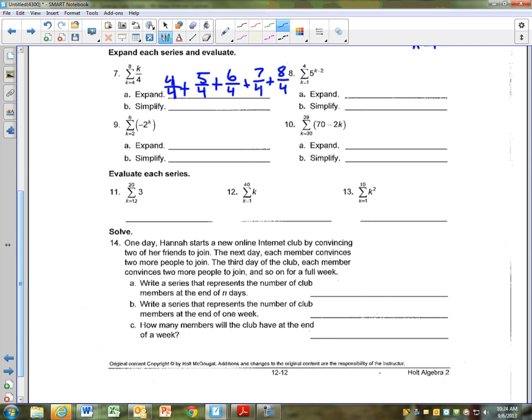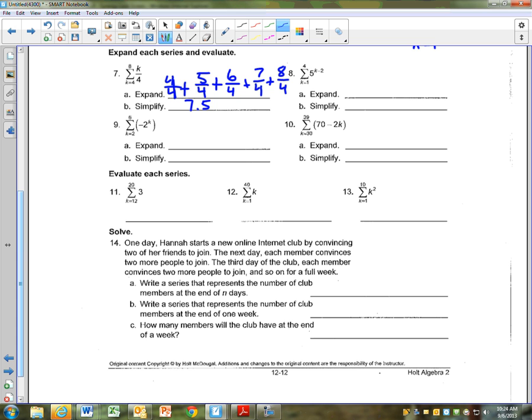4 and 5 is 9. 6 is 15. 7 is 22. 8 is 30. So, 30 over 4 is 15 over 2. What's 15 over 2? 7 and a half.